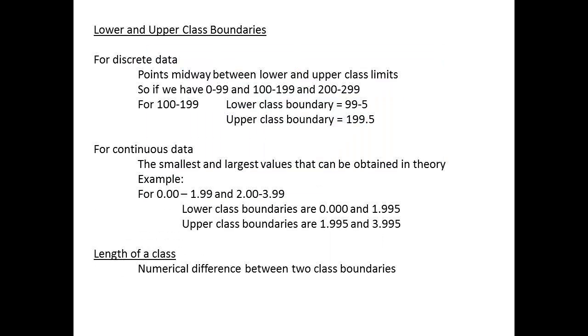The class boundary is a little different. For discrete data, we define the class boundary as the point midway between the lower and upper class limits of adjoining classes. For continuous data, we take the smallest and largest values that we could obtain in theory. So if we are using 1.99 as the upper class limit of one class and 2.00 as the lower class limit of the next class, then the midpoint becomes 1.995. Finally, the length of a class is the difference between the two class boundaries.